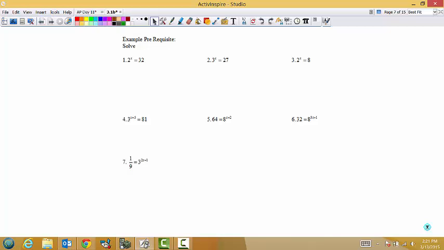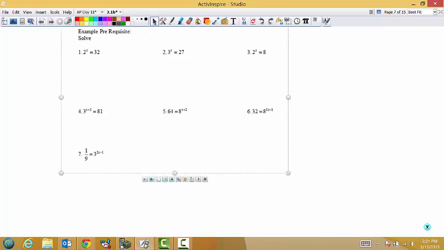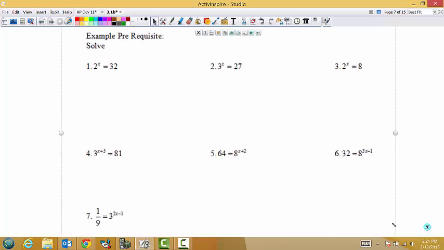And then this is the little prerequisite knowledge that you should have learned in Algebra 2, but I'm to the point now where I don't even ask you what you learned in Algebra 2 anymore, because y'all always say that you know nothing.